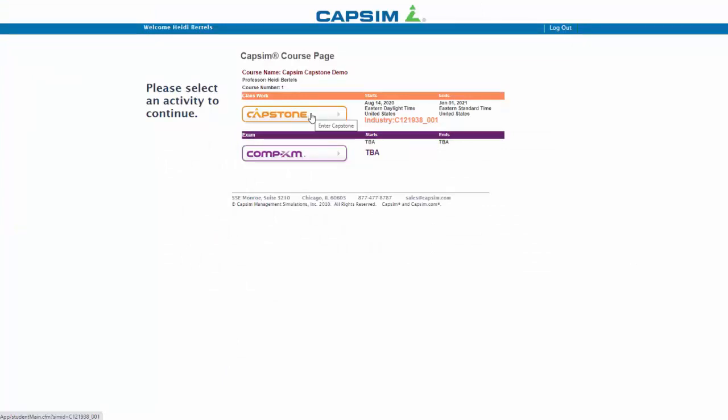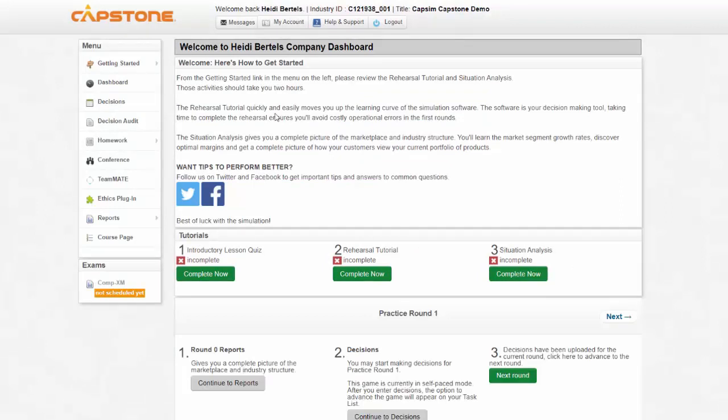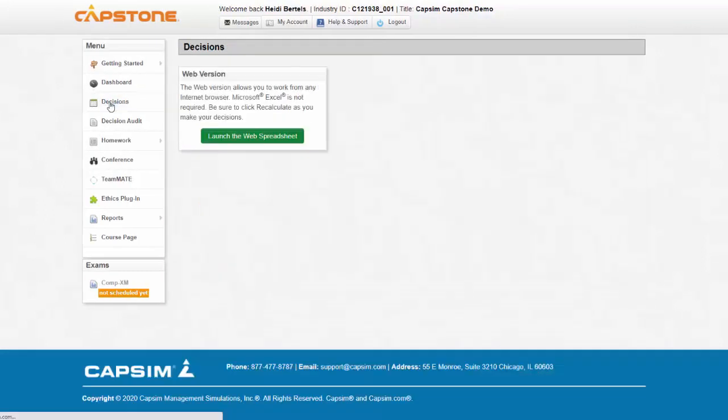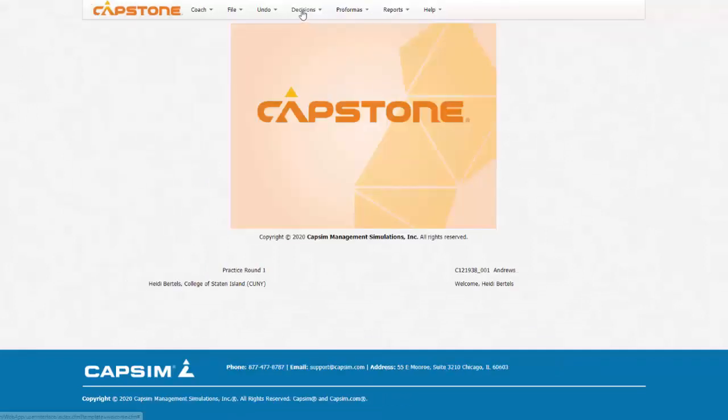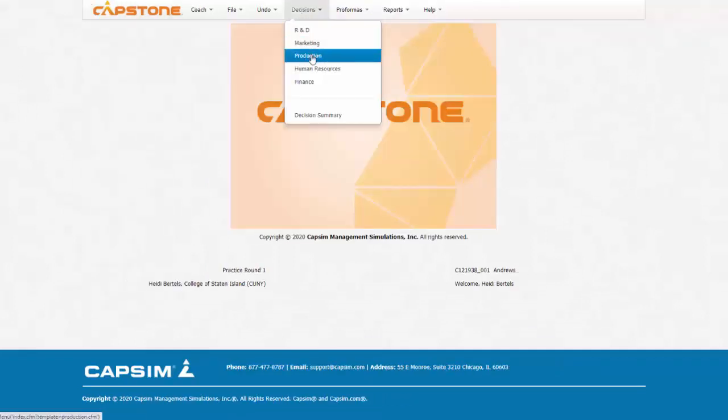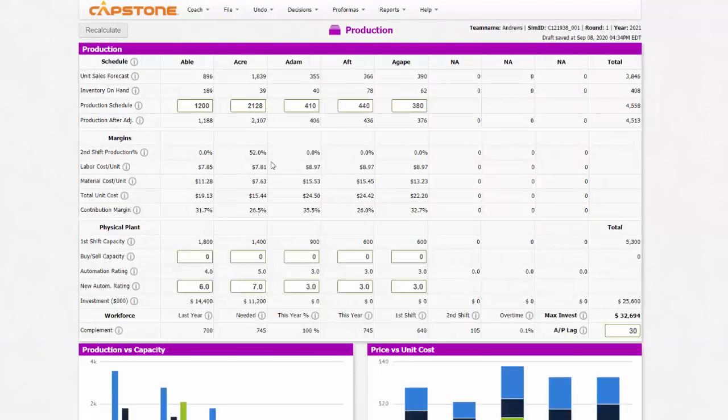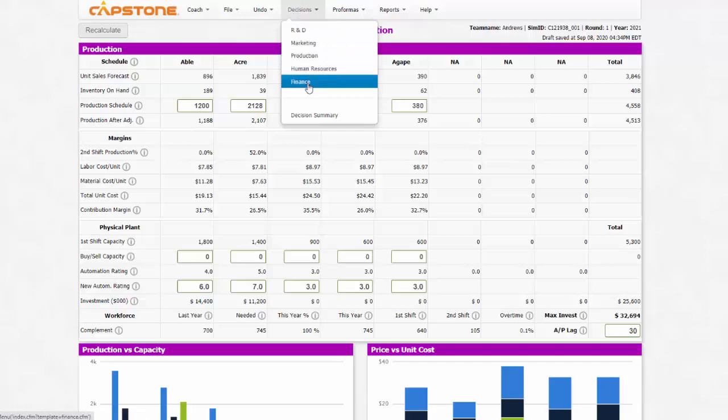I logged in and I'm going to click on Capstone. And then I will go to decisions and launch the web spreadsheet. First, let's go to production. And you can see here that my decisions to change automation for Able and Acre are still here, with a total investment needed of $25,600,000. Let's go to the finance worksheet.